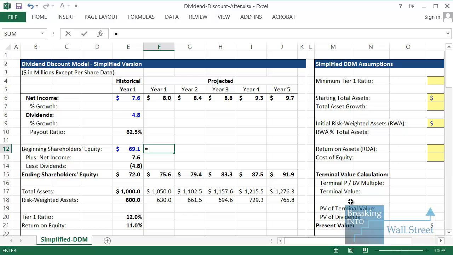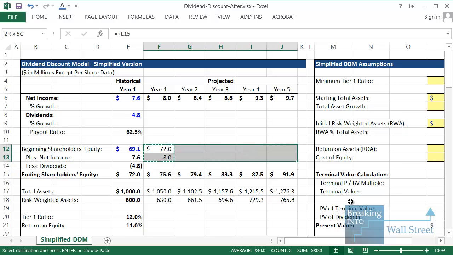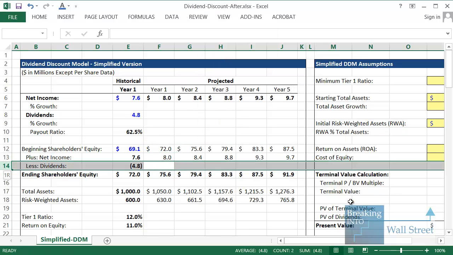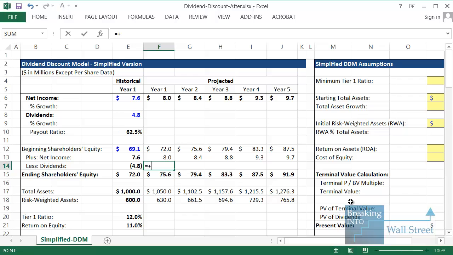So for our beginning shareholders equity, let's just link to the ending number. Our net income, let's just link to the top. And let's copy these across. Now for the dividends, how do we do this? Well, we take our ending shareholders equity, we subtract our beginning shareholders equity, and then we subtract our net income over here. So we can issue 4.4 million in dividends in the first year.